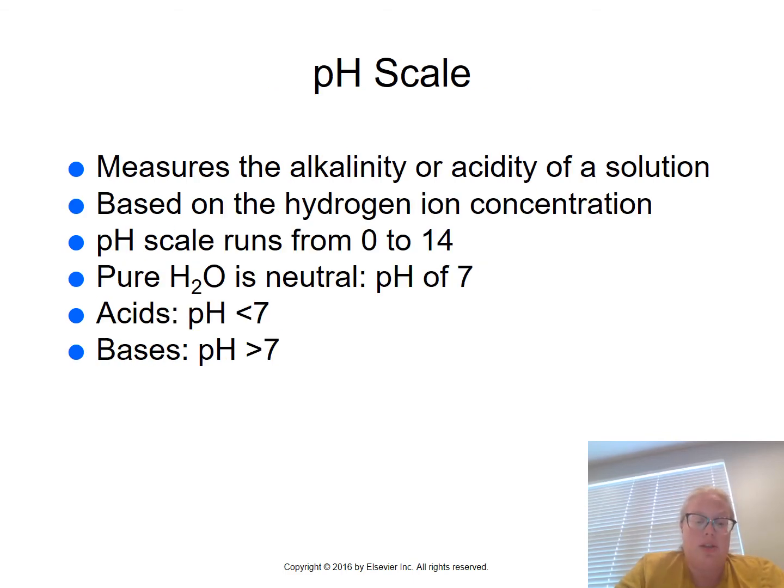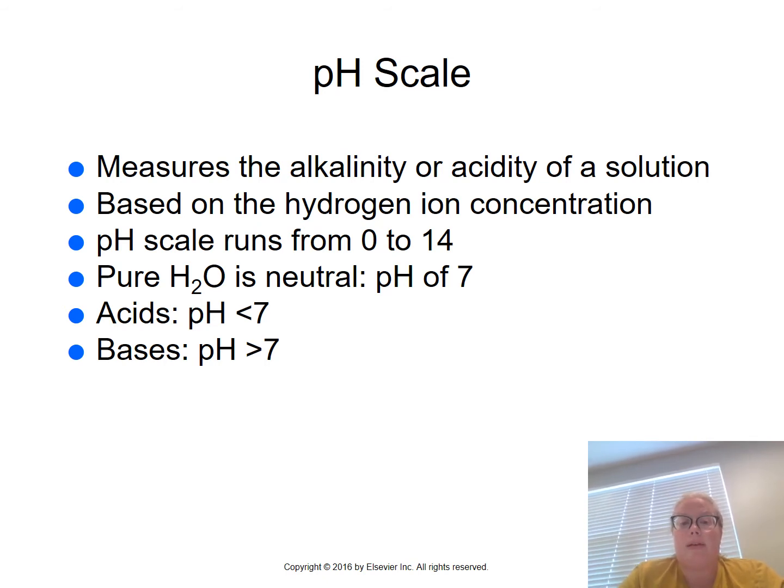Okay, the pH scale. So the pH scale measures the alkalinity or acidity of a solution. The pH scale is based on the hydrogen ion concentration. It runs from 0 to 14. Pure water, pure H2O, is absolutely neutral with a pH of 7. If something has a pH of less than 7, it's considered an acid, and if it has a pH greater than 7, it's considered a base.